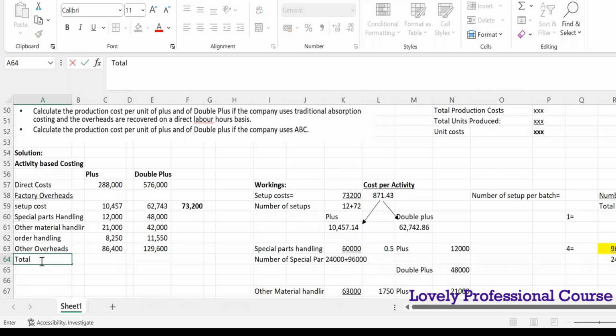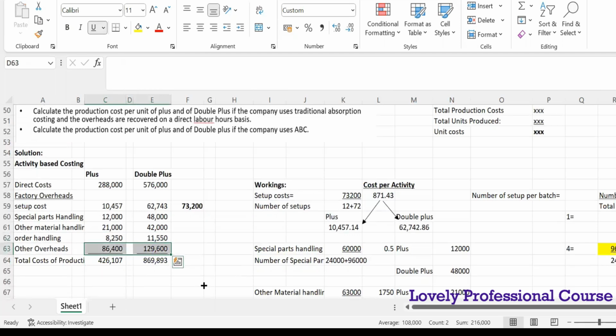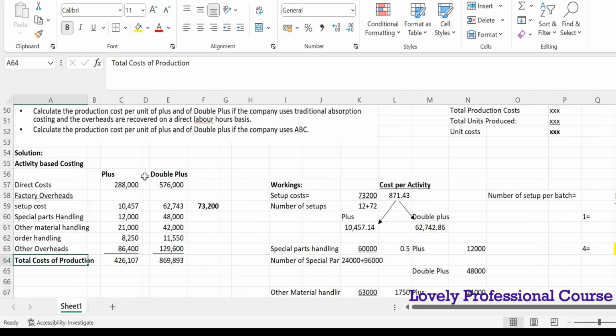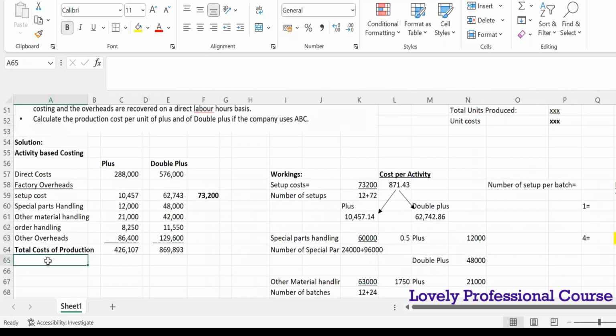Total costs of production. Is it okay? It will be this, plus this total direct cost also, I have to add, which will become this, as well as here. So this will be my answers. Are we together? So this is my total cost of production. They ask me to calculate the production cost per unit of plus and double plus if the company is using activity-based costing. So let me divide it by the number of units produced.